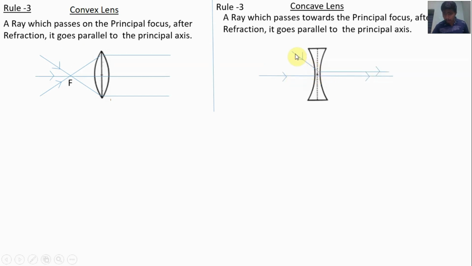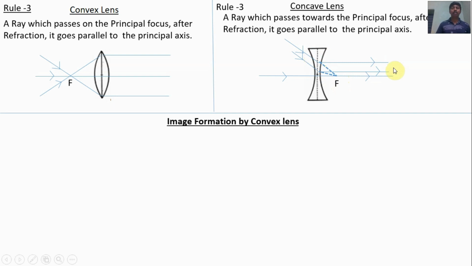Here in the convex lens the ray passes through the principal focus, but in the concave lens the ray passes towards the principal focus. This point is the principal focus. Towards the principal focus, after refraction, it goes parallel. This is rule 3 for the concave lens.